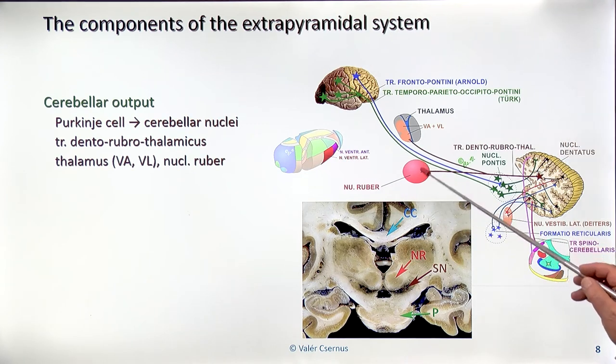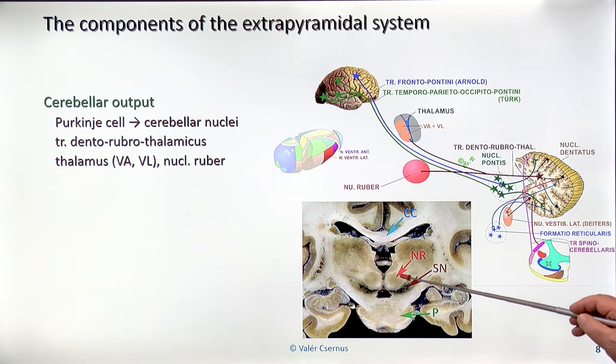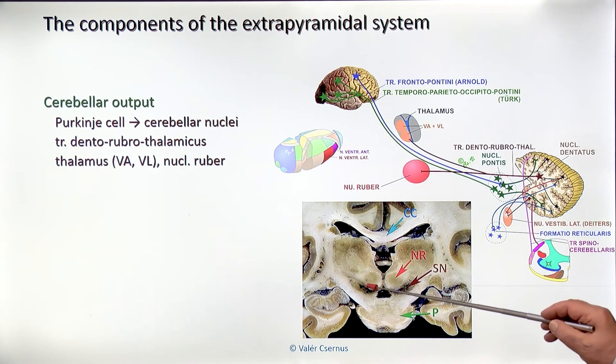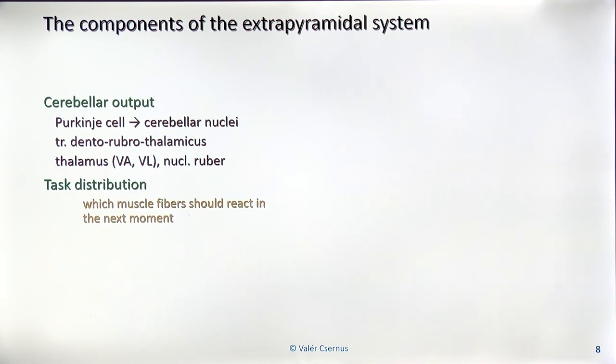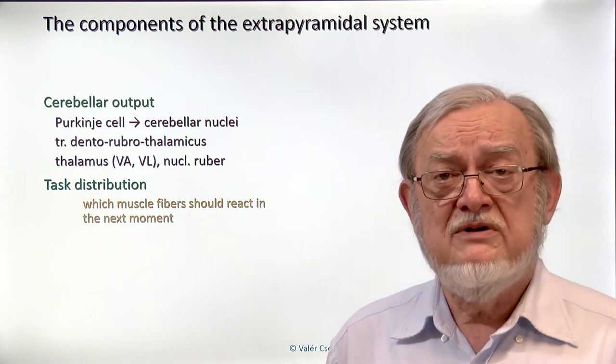The red nucleus is located in the borderline between, well, actually it's a mesencephalon, and you can see this is a brain slice, the mesencephalon. You can see the substantia nigra, and above that we have two relatively big, nice, well-visible nuclei. This is the red nucleus, the nucleus ruber. Okay, now we have the information which went out of the cerebellum, reached these two nuclei.